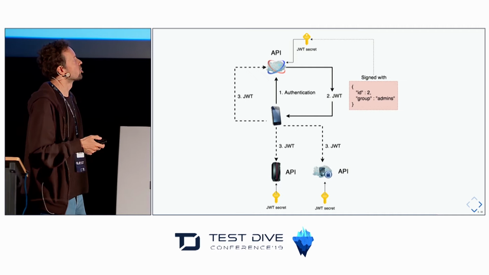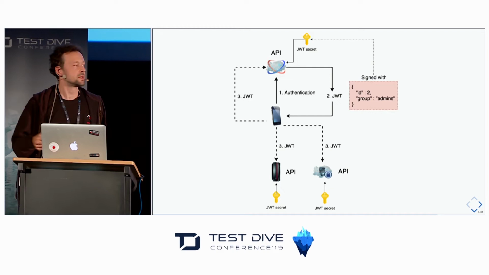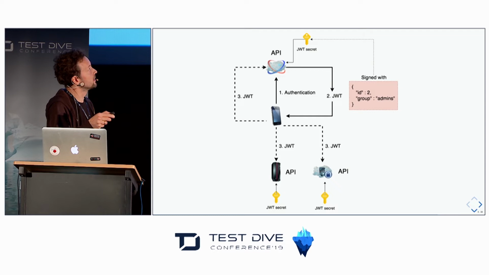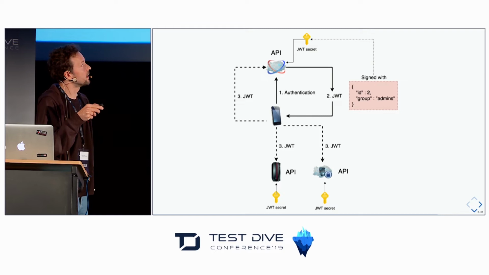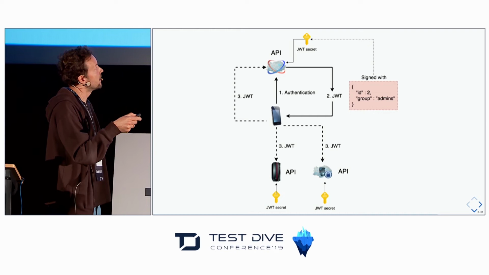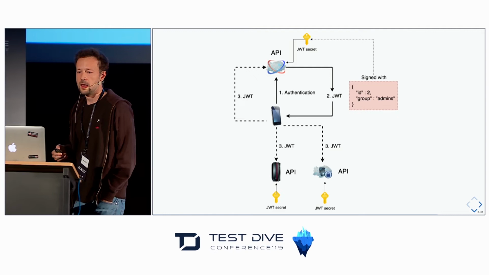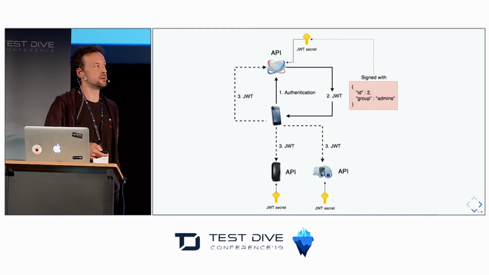So it's very important for all the APIs to make sure that the attacker, a user, doesn't modify this token. Because if he's able to modify this token, then he can set this group to super admins, ID equal to one, something like this. And for this, we use something which is called JWT signature. So let's move to technical details.